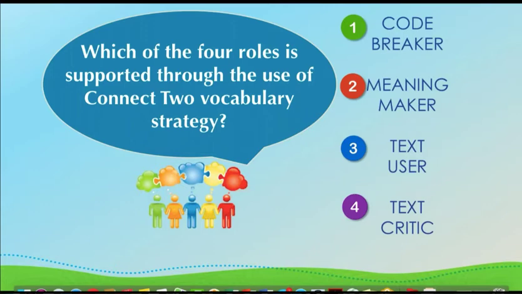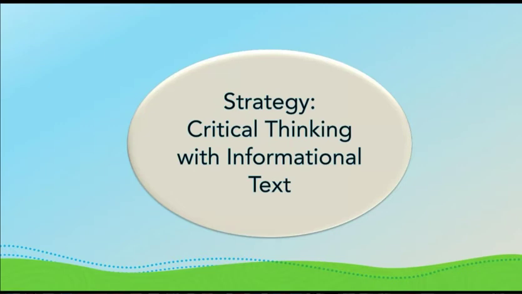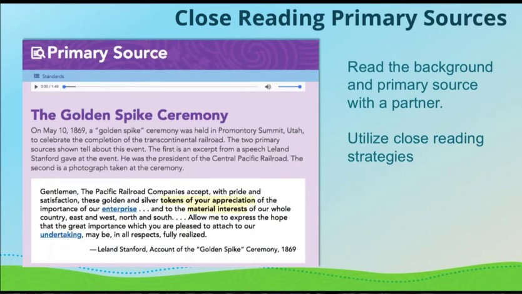Okay, so we've seen several different strategies that work the students through being code breakers, meaning makers, and now works to text users. How do we get them to that text critic level? That's a little bit more difficult, and it's a little bit more involved for us. So our next strategy is going to be about critical thinking with informational text. Okay? So remember that social studies is the source really for your informational text, and it's so important that students work with informational text to build these skills. So let's take a look, for example, at a primary source, a written primary source.